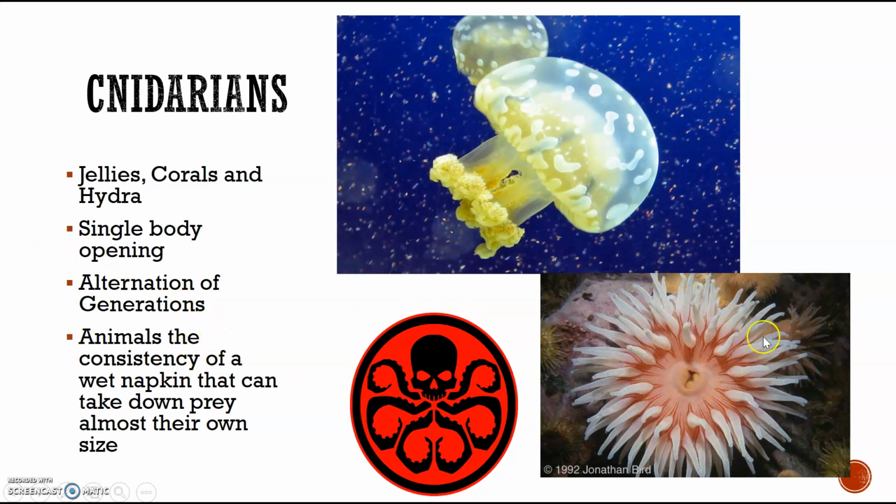And a lot of them are active predators and actually have what we call nematocysts, which are basically little microscopic poison harpoons that they can fire, and they can take rather large active prey.